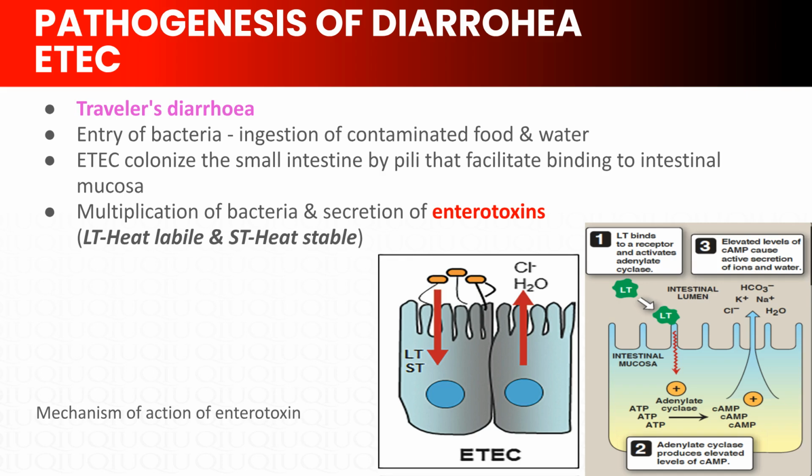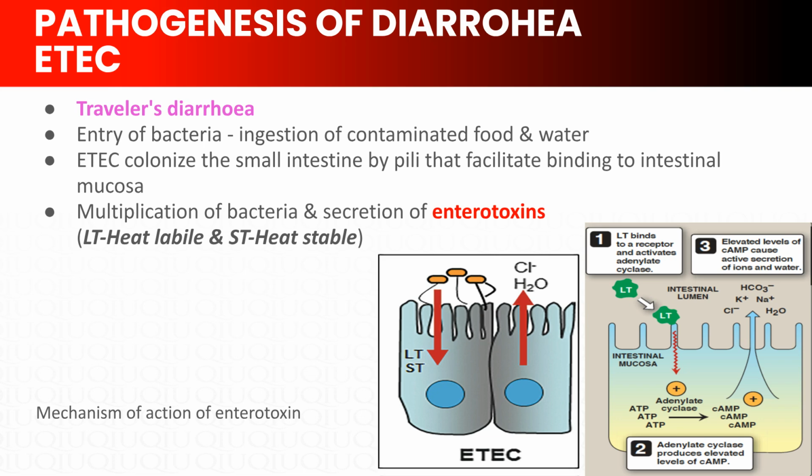Picture this: you're traveling abroad and eat food or drink water contaminated with ETEC. The bacteria enter your gastrointestinal tract through ingestion. Once inside, ETEC colonizes the small intestine. How does it attach? Through specialized pili. Think of these as tiny hooks that help the bacteria bind firmly to the intestinal mucosa. Without these pili, the bacteria would simply be swept away by intestinal motility.